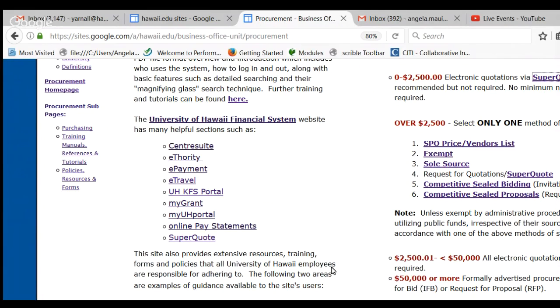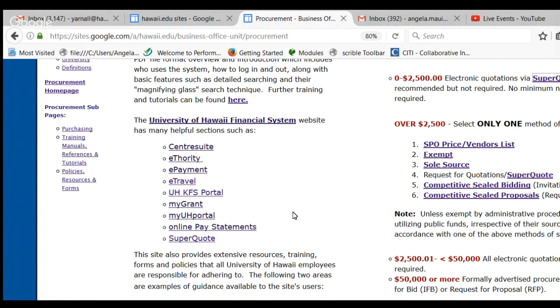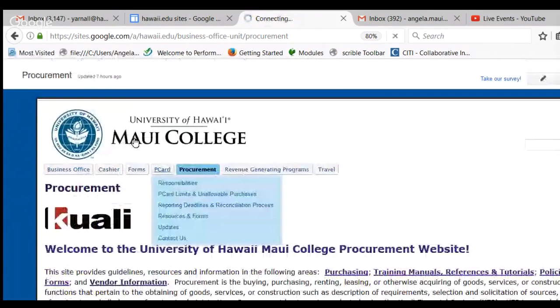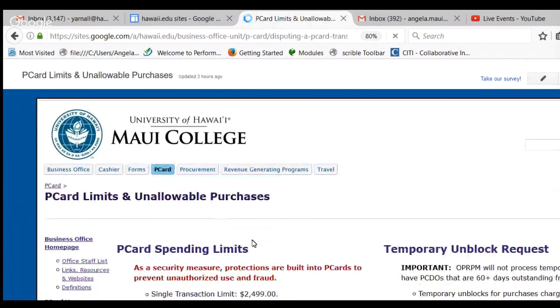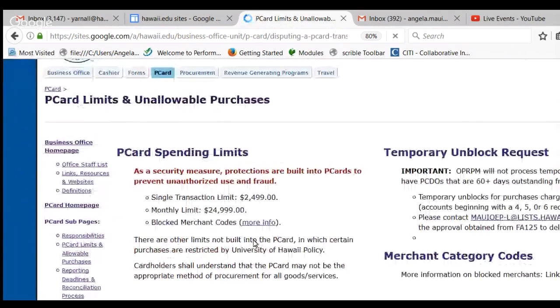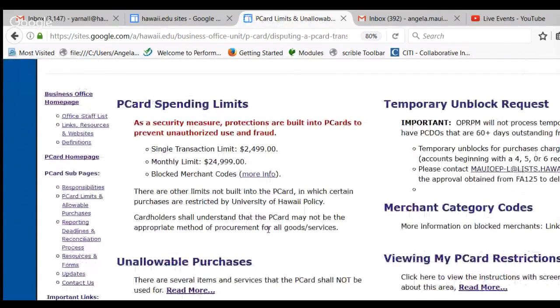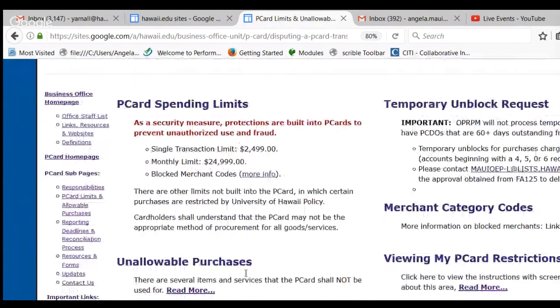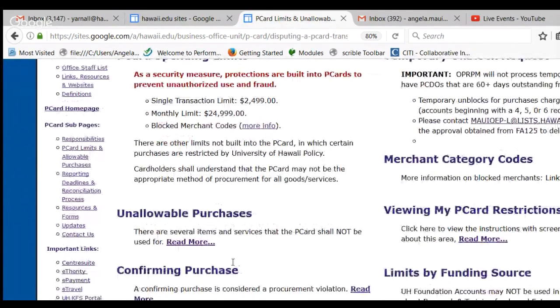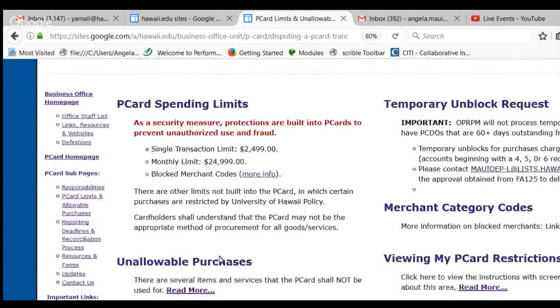So P card, go to the P card section, and then there is P card limits, unallowable purchases. I would think I would go there. There are several items and services that the P card shall not be used for. When you see the read more, do you think of it as something that you can click on? Yeah. Oh, okay.